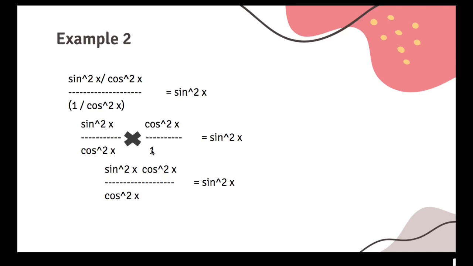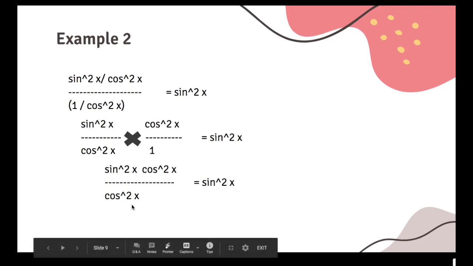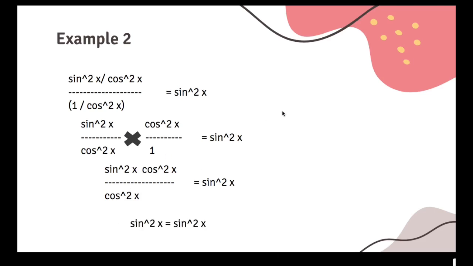Okay, so from this, we know we can cancel out this denominator and this numerator because they are the same, so they're equal to 1. So that leaves us with sine squared x equals sine squared x. And the problem is done.